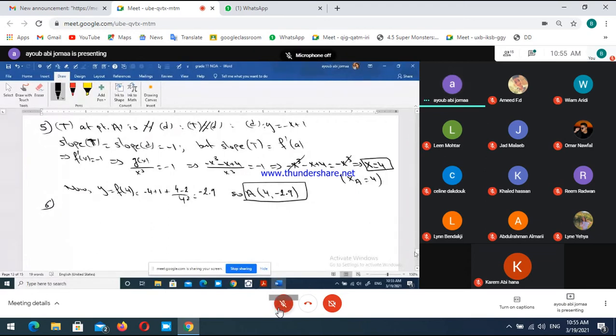Zero is rejected because zero is not in the domain. If a student is attentive, x equals 0, x equals 4. Then we go and find y. Here f of 4, you get a certain value, f of 4 is equal to negative 2.9. What about f of 0? You will not get a value over 0.